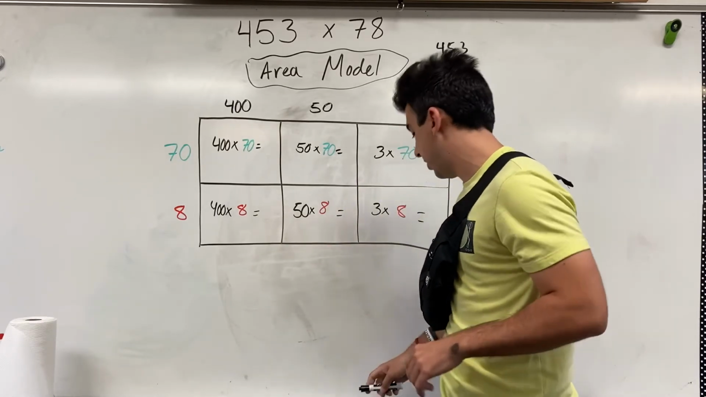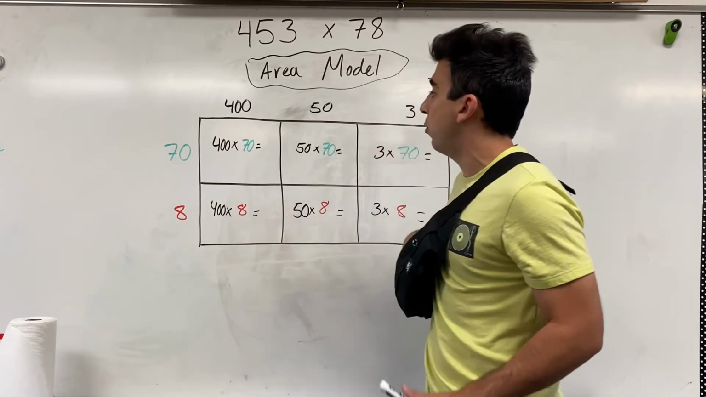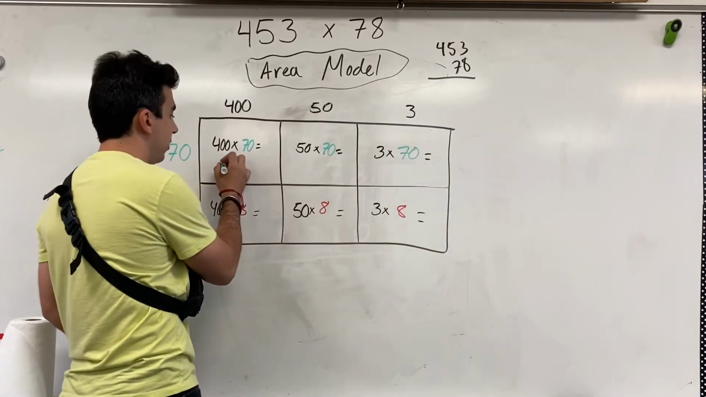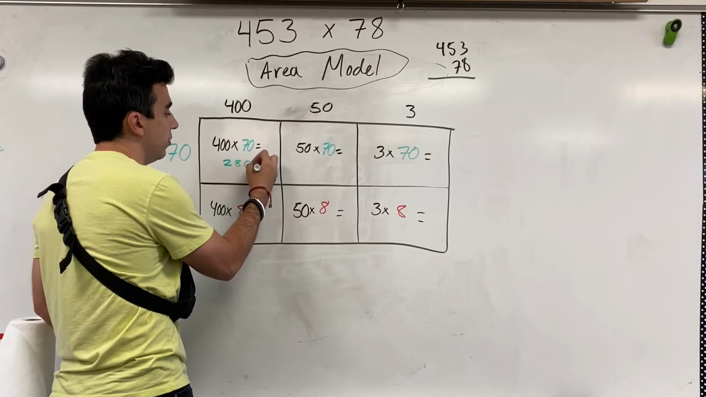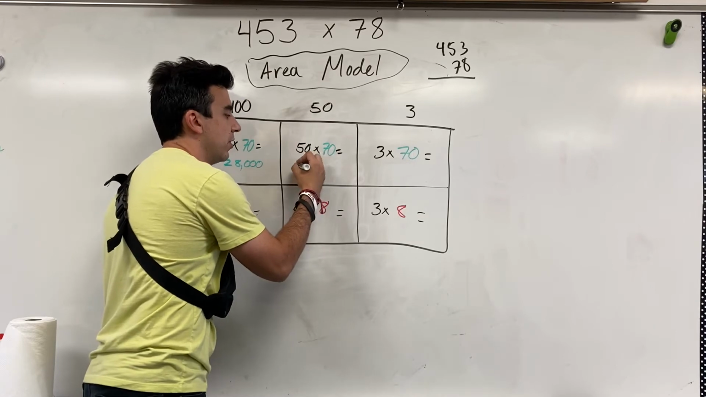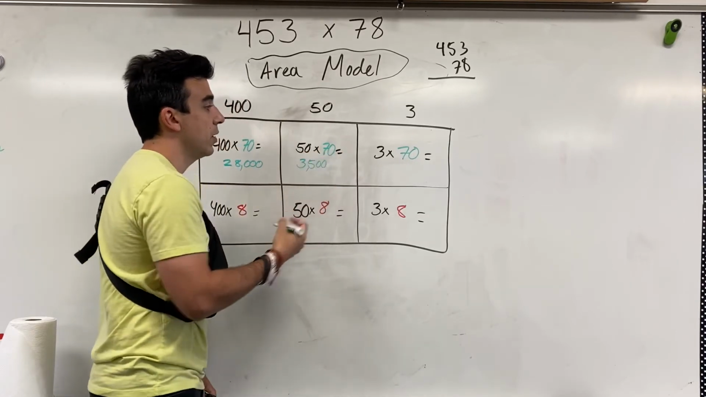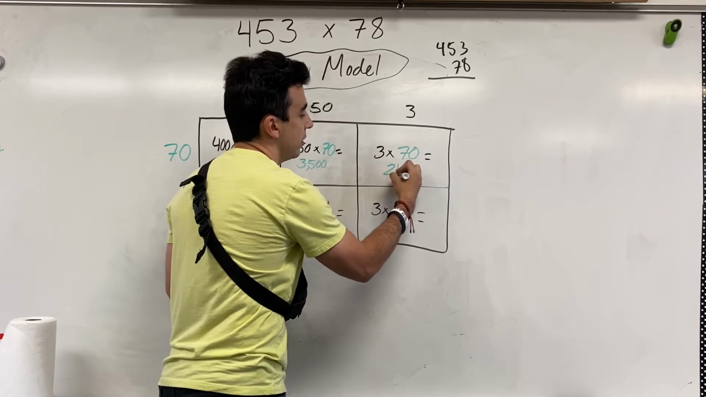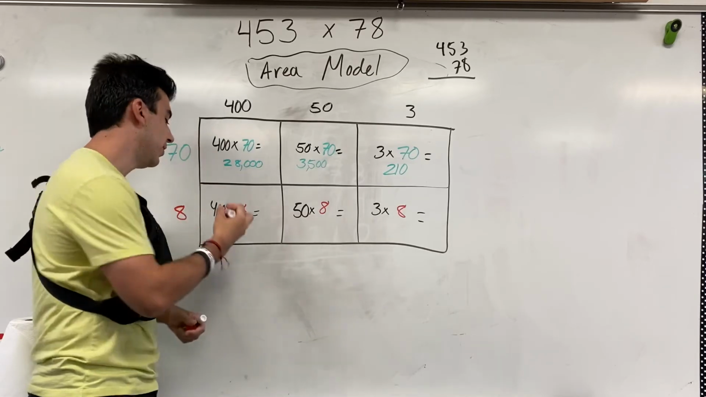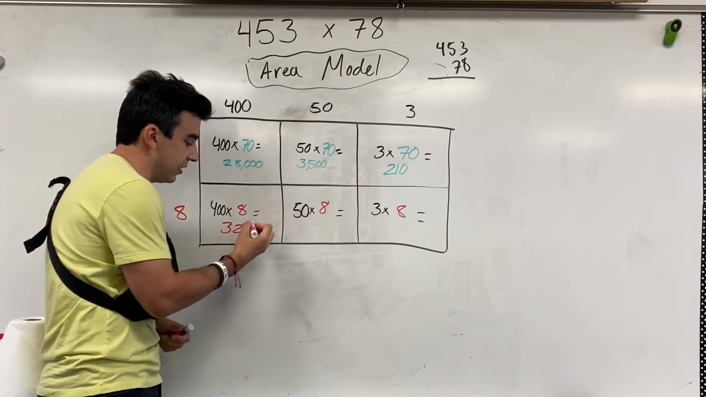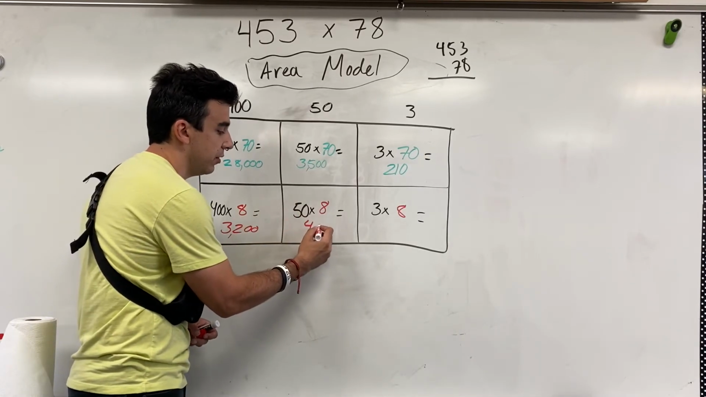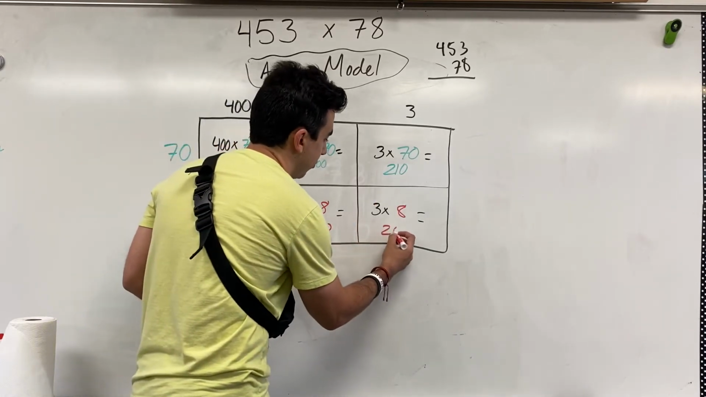So let's go ahead and solve it. Now, 400 times 70 is, good, just do 4 and 7 is 28, and then you have, how many zeros? Good, 3. 1, 2, 3. Pretty easy, right? All right, 50 times 70. Good, 3,500. 3 times 70. Good, that one's 210. All right, now, what's 4 times 8? Good, 32, just put those two zeros after. 3,200. All right, and then 50 times 8 is, good, 400. And 3 times 8 is 24.